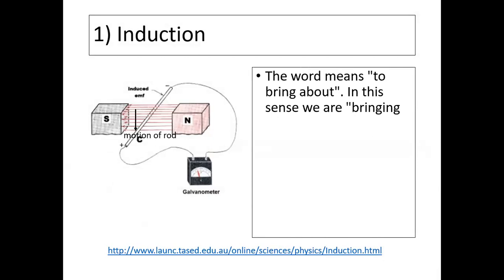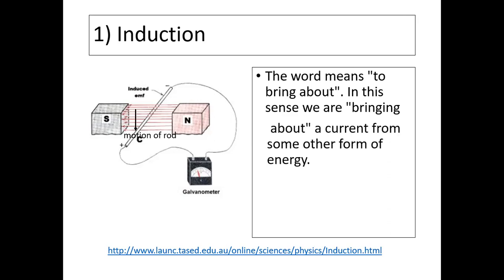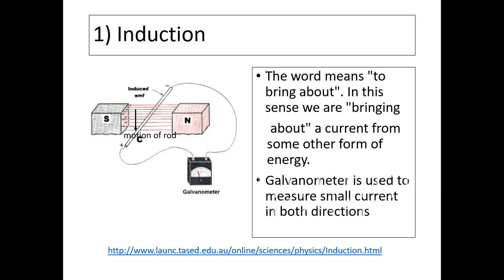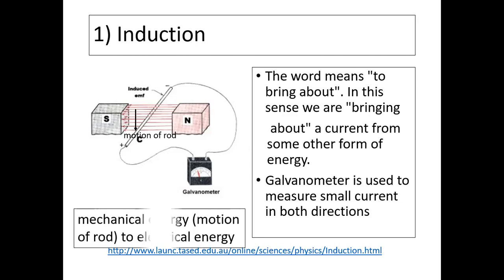In induction, the word means to bring about. Our motion brings about a current from some other form of energy. In this case, the motion is mechanical energy converted into electrical energy. The galvanometer is used because the current is very small. It measures small current in both directions, it can either move up or move down. So it's mechanical energy, the motion of the rod, to electrical energy.